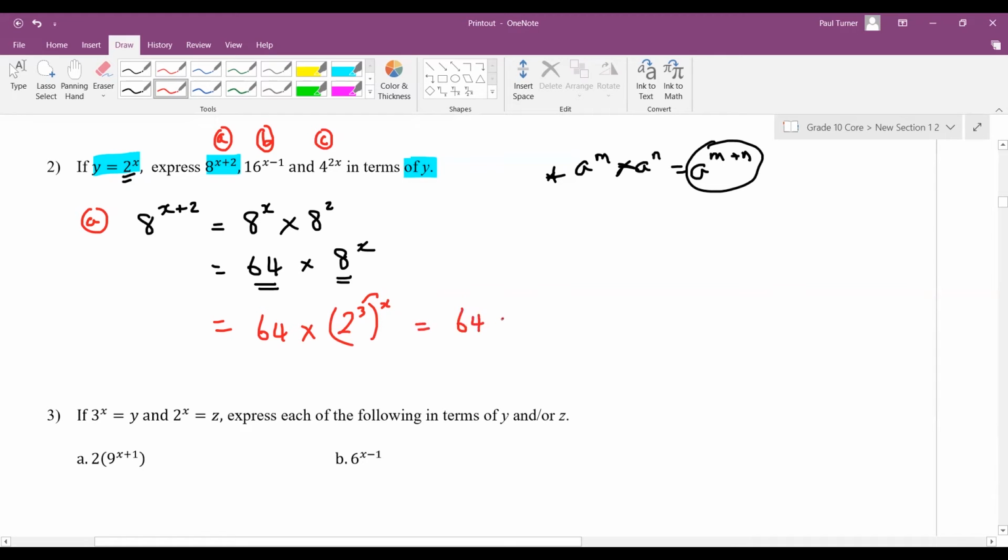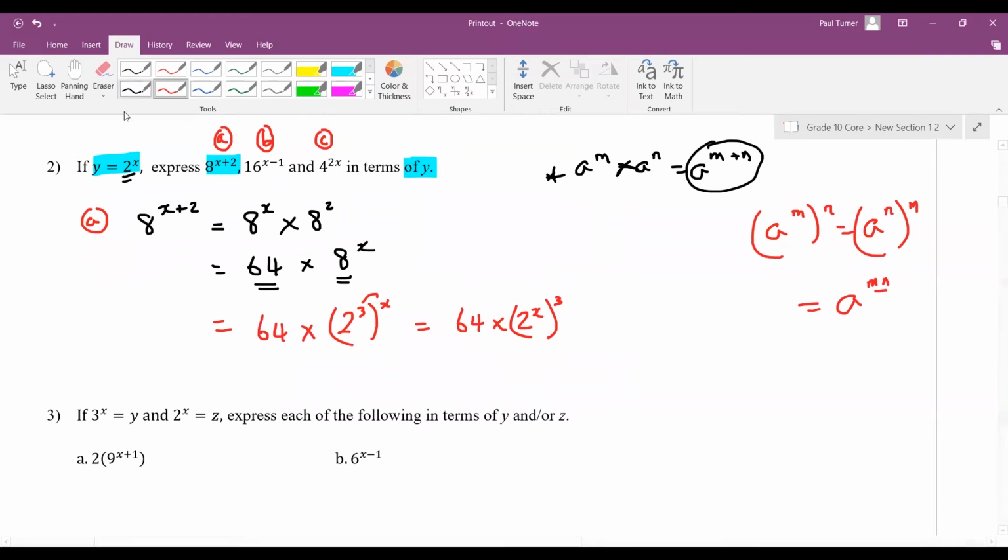So 64 times 2x cubed. You see that? I just swapped the 3 and the x because our rule tells us that they're multiplied. So a^m n can be written as a^n m because they are multiplied. And in multiplication, it doesn't matter which goes first, does it?